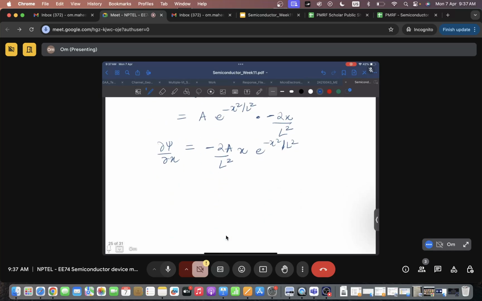Now if we have to do del 2 psi by del x square, that means we have to take its derivative again. Now we have two functions of x that we need to differentiate, this one and this one. Let's do u and v. This is u and this is v. So the derivative of uv is u dash v plus v dash u.